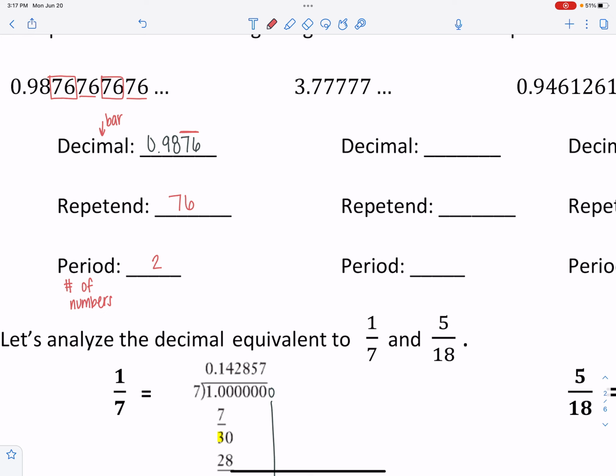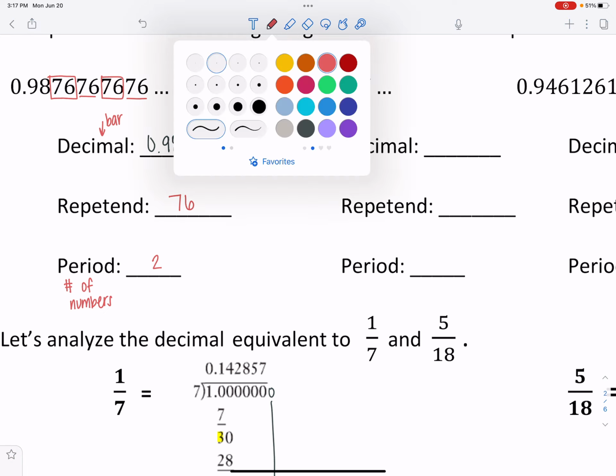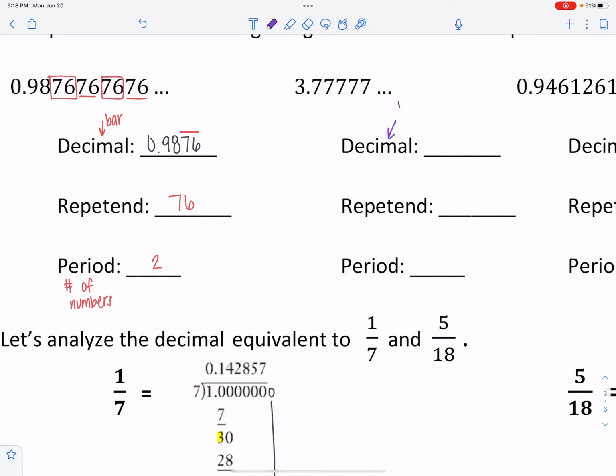3.77777, and so on. First thing I want to do is write it with that bar notation. And so I'm going to put the bar over the numbers that repeat, which in this case is just 3.7. So I have that bar over just the 7. The repetend is the number itself that repeats. So that's going to be 7. The period is the number of numbers that repeat. So in this case, that is 1, because just 7 repeats.